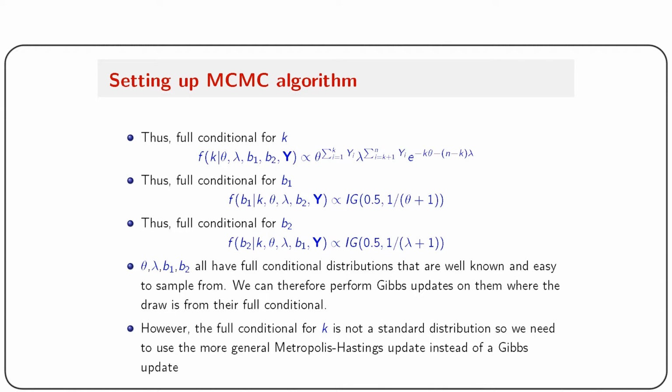However, the full conditional of k is not a standard distribution, so we need to use the more general Metropolis-Hastings update instead of a Gibbs update here. That's why this example is considered an implementation of the Markov chain Metropolis-Hastings algorithm under Gibbs sampling, because this parameter you cannot generate from a known distribution. It's a very complicated distribution, so you have to use a Metropolis-Hastings algorithm to generate samples from this distribution.